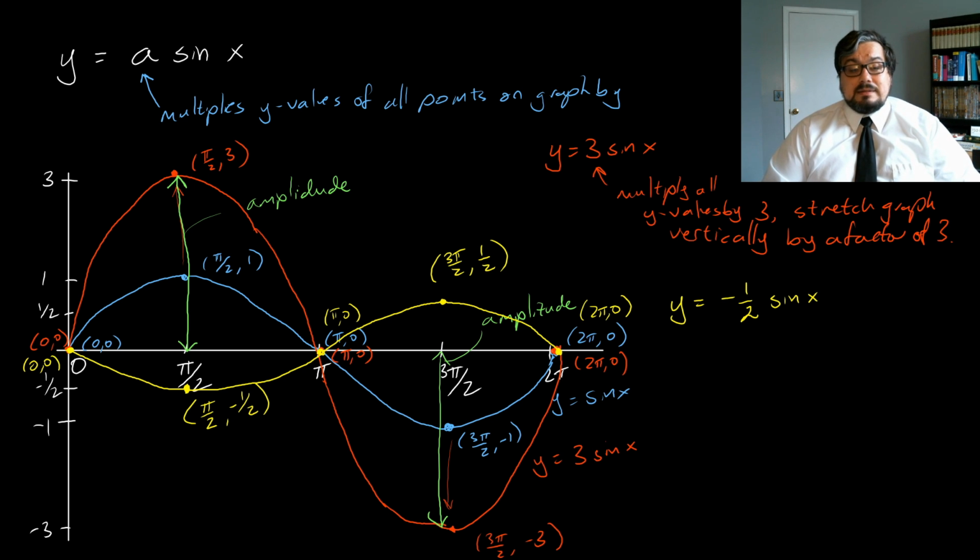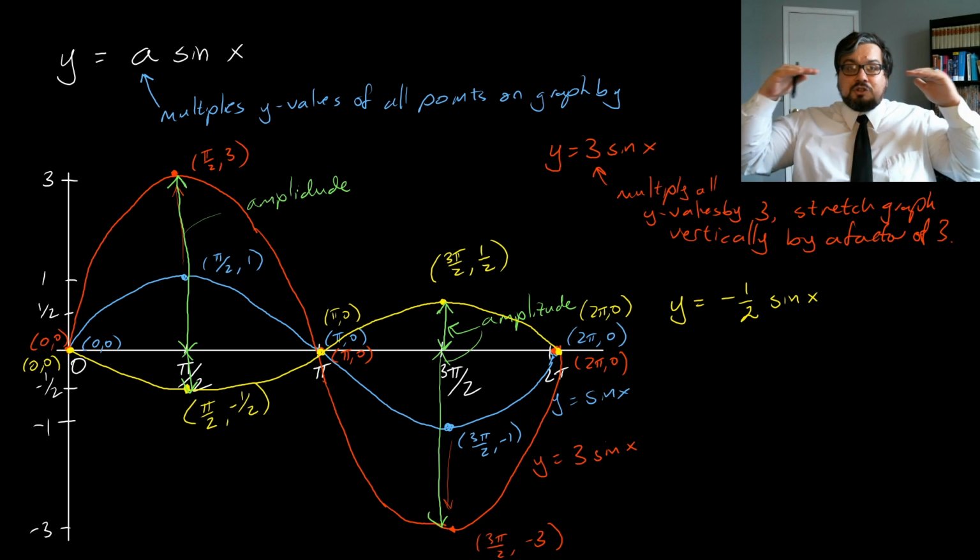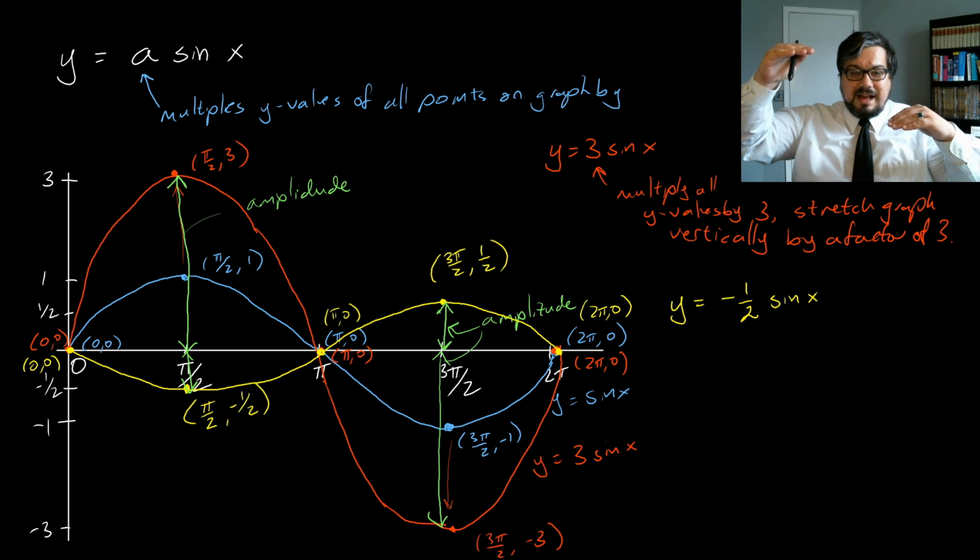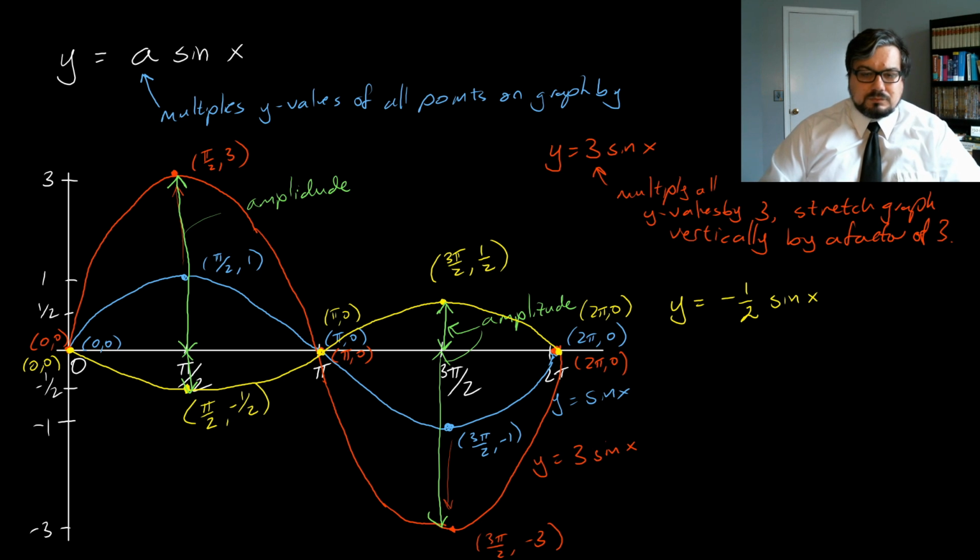So that's what it looks like when we multiply sine by a number in front. The easiest way to handle it is just to take the points from the standard sine function and multiply them by that number on the outside. Now again, we're going to call this distance from the center line of the sine function up to its peak or down to its valley the amplitude.